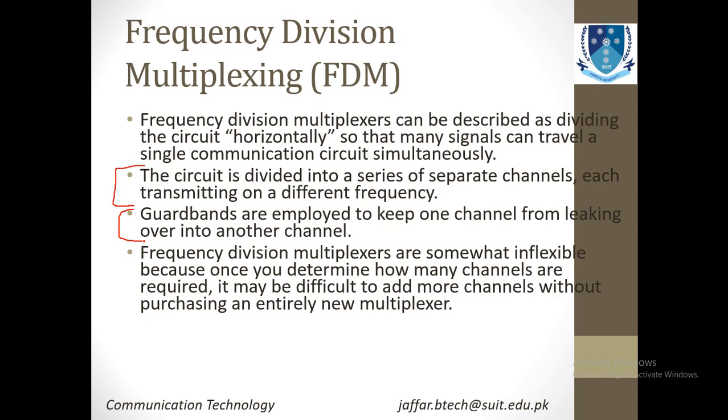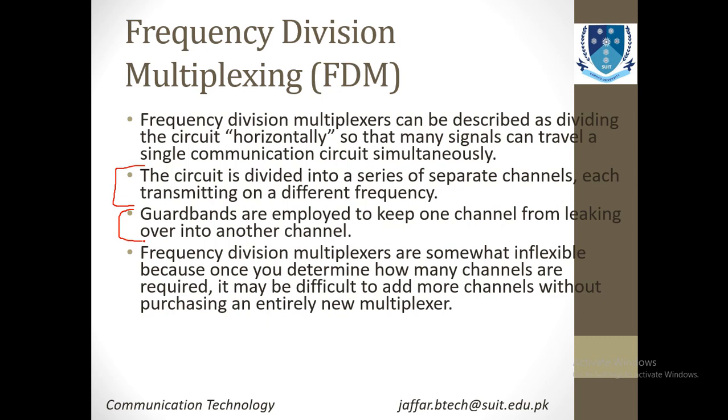And frequency division multiplexers are somewhat inflexible, because once you determine how many channels you require, it may be difficult to add more channels without purchasing an entirely new multiplexer. So this point basically illustrates that, let's say you have bought a multiplexer, and in the future you want to add more channels, but the multiplexer that you have already bought has no more room in it, so you will have to replace that multiplexer. So that basically increases the cost.